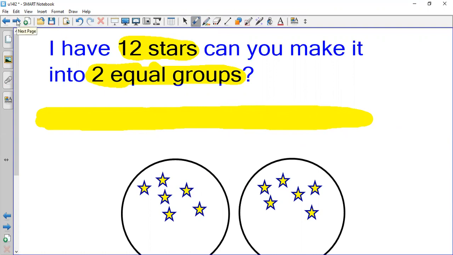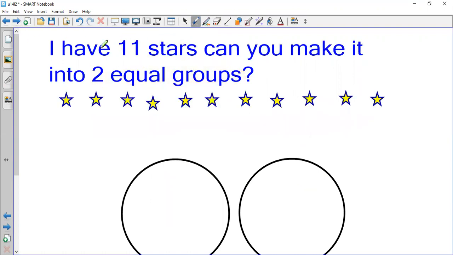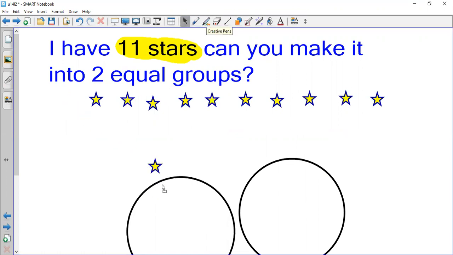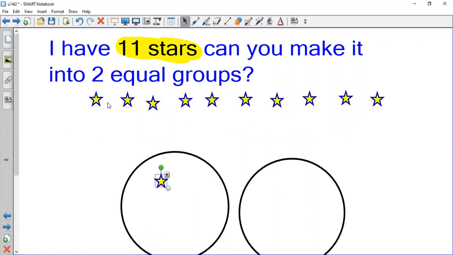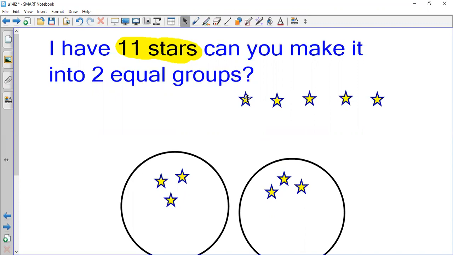And I have another example here. I have 11 stars. Can I make it into two equal groups? Using the same strategy, I will put one here and one here, one here and one here, and so on. And this last one, if I put it here, this group will be greater.